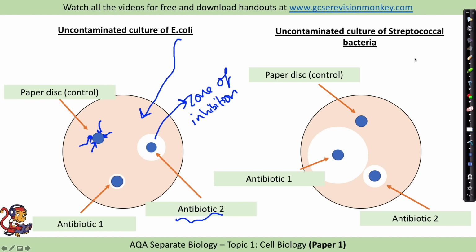On the other hand, for the streptococcal bacteria, you can see that antibiotic 1 is clearly the most effective. It has the larger zone of inhibition, whereas antibiotic 2 isn't as effective. Now, because these are circles, we might want to compare the areas of the zone of inhibition, which you do by measuring the radius. It might be easier to measure and more accurate to measure the diameter and then divide by 2. But regardless, we need the radius, and we can use pi r squared to measure the area of the zone of inhibition.